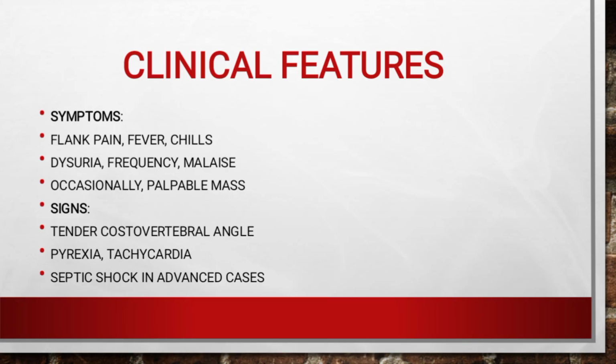Clinically, patients present with classical features of urinary tract infection and obstruction, like severe flank pain, high-grade fever with rigors, and sometimes a palpable renal mass. In advanced stages, septicemia and hypotension may ensue.